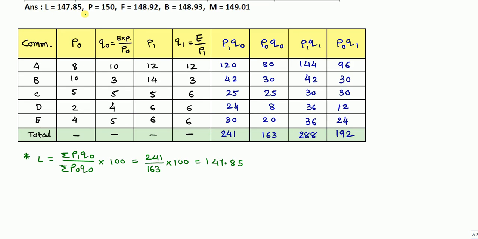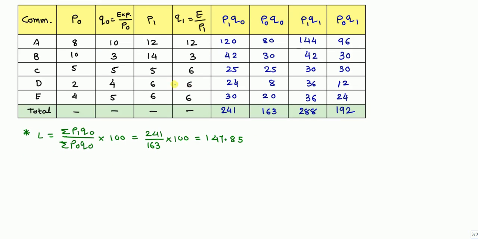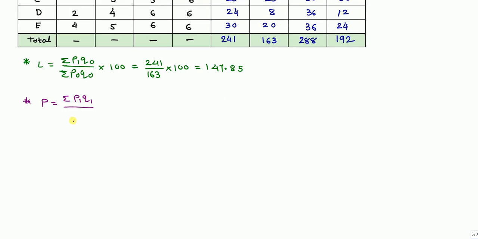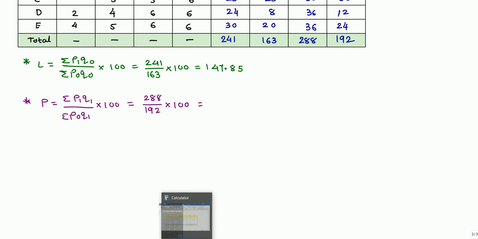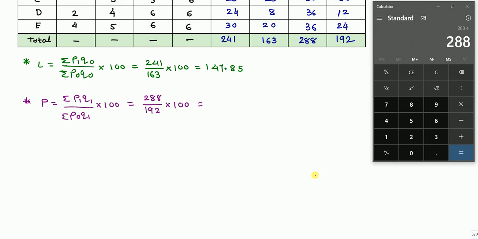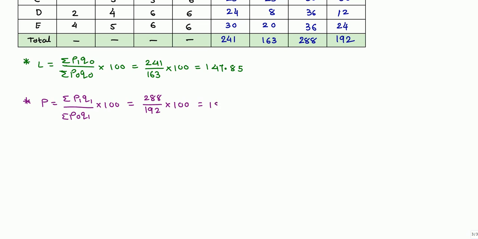Yes, it is 147.85 and P is 150. Remember, P is 150. Okay, now find Paasche's index number. P is equal to sigma P1 Q1 upon sigma P0 Q1 multiplied by 100. It is equal to 288 upon 192 into 100. Let's check, 288 by 192 into 100 is 150. Yes, it is also correct, 150.